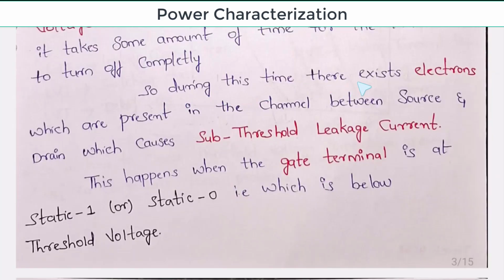During this time, there exist electrons present in the channel between source and drain, which cause subthreshold leakage current. Whenever you are reducing VGS below threshold voltage, some amount of electrons will be present within the channel, because of which it leads to some amount of current called subthreshold leakage current. This happens when the gate terminal is at static 1 or static 0, which is below the threshold voltage. So this is about subthreshold leakage current.